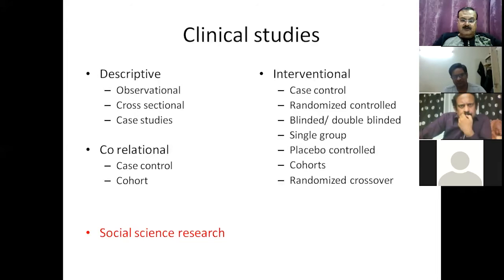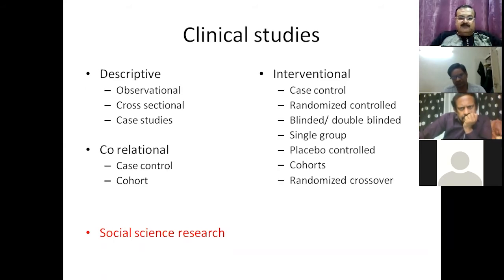There can be single group studies where you use only one group of patients and a single drug, or different doses of a drug in a single group. You can have placebo controls, or you can have crossover trials. Crossover is when there are two treatment arms and patients are allowed to cross over from one treatment arm to another treatment arm, which is called crossover studies.